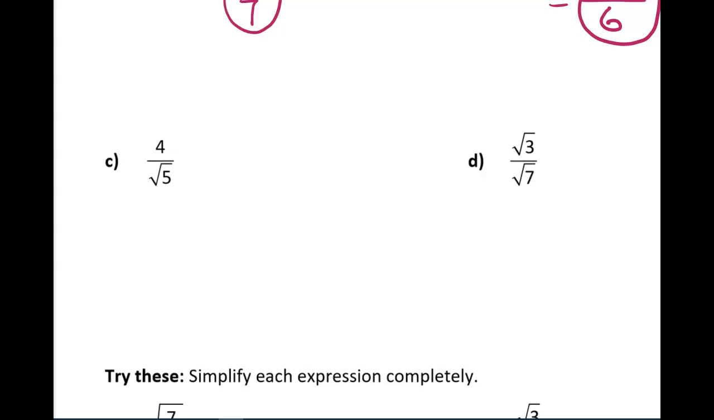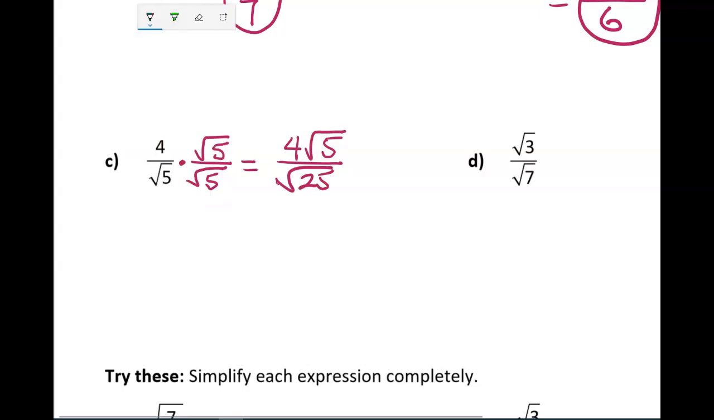4 over the square root of 5. Well, this fraction has a radical in the denominator. So what we're going to do is multiply that square root of 5 times itself, or we're going to multiply by the square root of 5 over the square root of 5. That gives us 4 times the square root of 5 over the square root of 25.